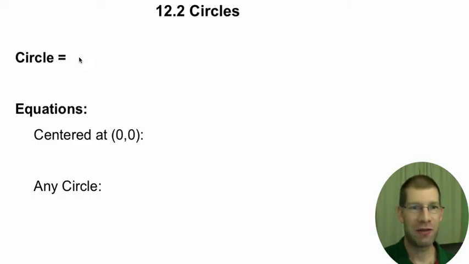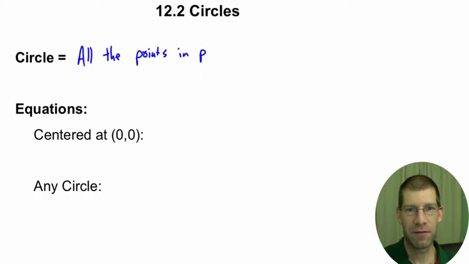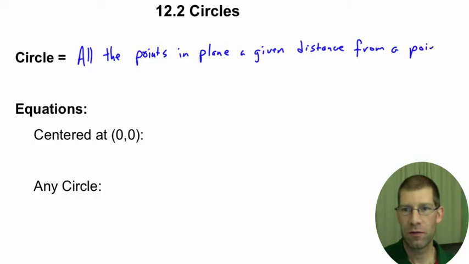So a circle, if you go back to geometry days, the definition of a circle was all the points in a plane. Otherwise you get a sphere if it's not limited to two-dimensional objects. So all the points in a plane, a given distance from a point. And if we were to unpack that a little bit, that given distance is just going to be the radius of the circle, and the point is going to be the center of the circle.